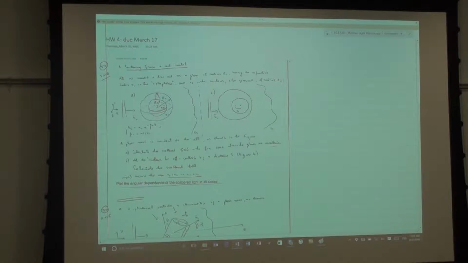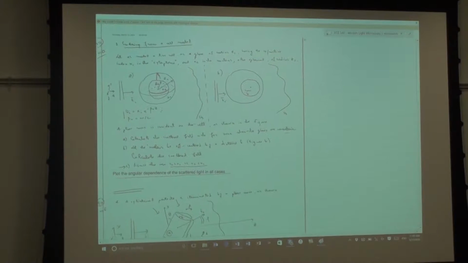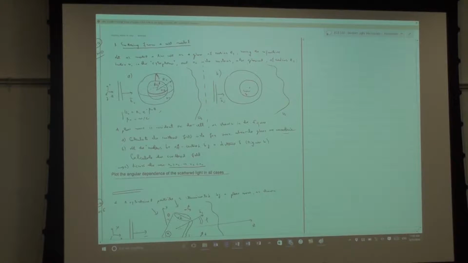Okay, so problem 1. As usual, we're not going to solve it in great detail, but just get the starting point. I think actually problem 1, at least part A, pretty much everybody did. Okay, so the problem was to write this scattering potential F of R. So N1 is the bigger one, so it's going to be N1 squared minus 1.